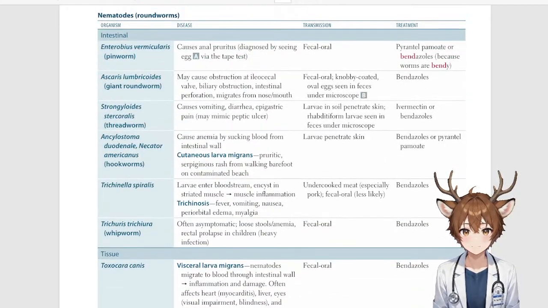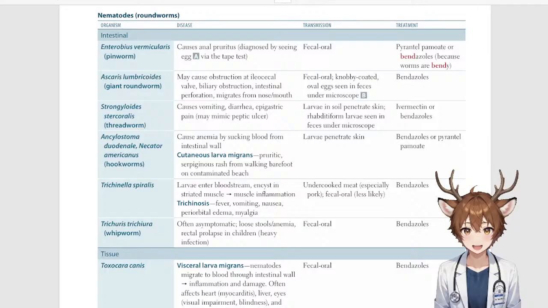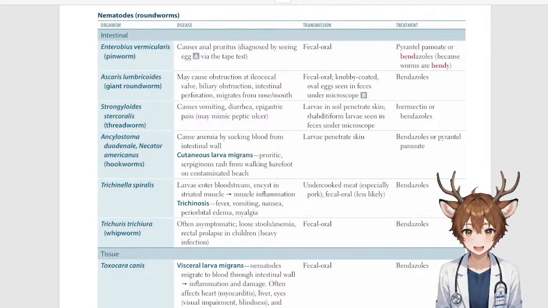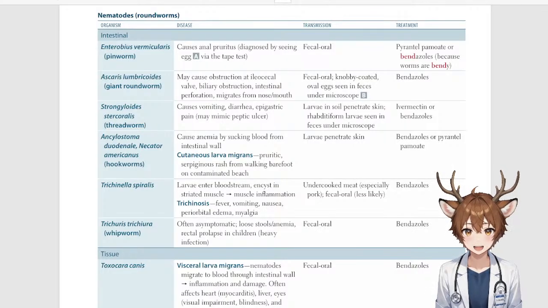The eggs are visualized via tape test, most common in children 5 to 10 years of age. Transmission is fecal-oral. Treatment would be benzimidazoles, like albendazole and mebendazole. Also, you can treat with pyrantel pamoate as well.